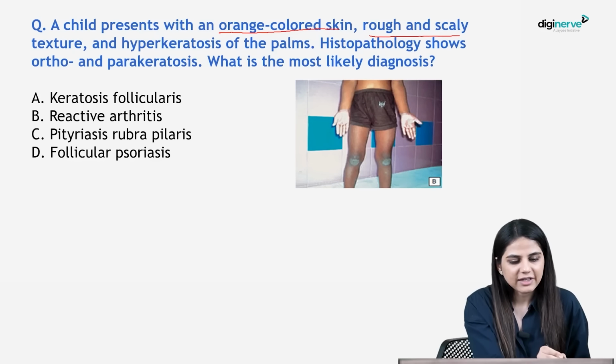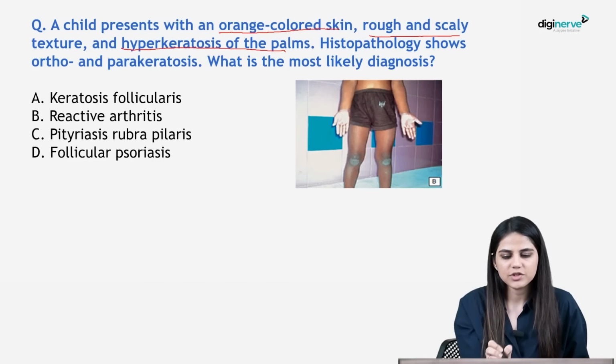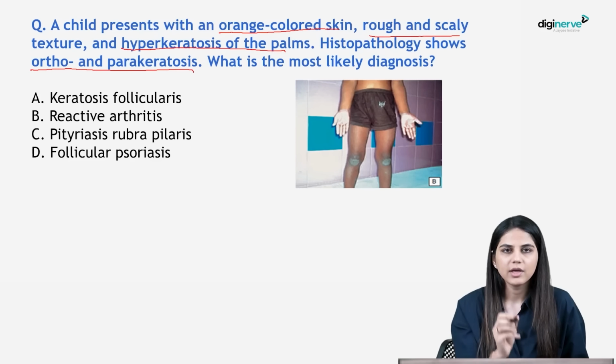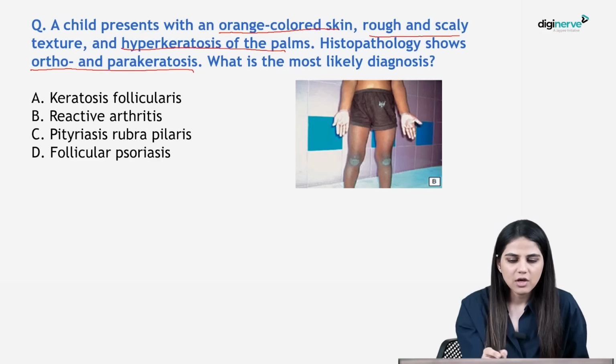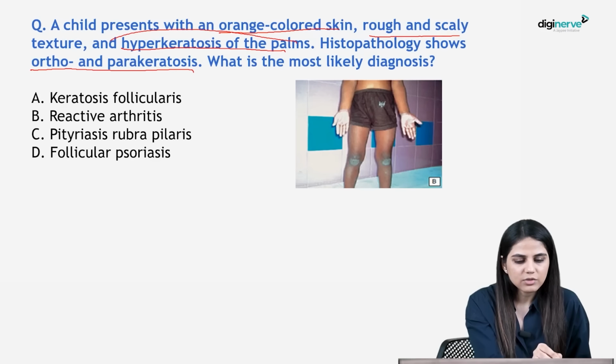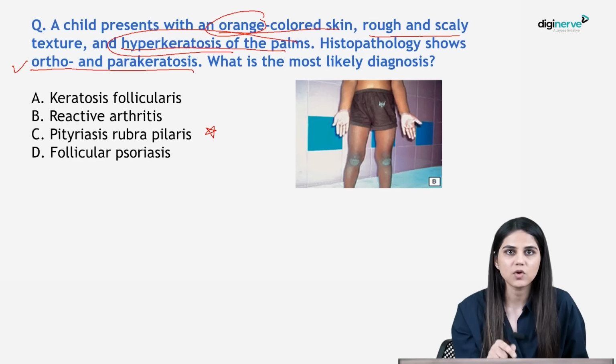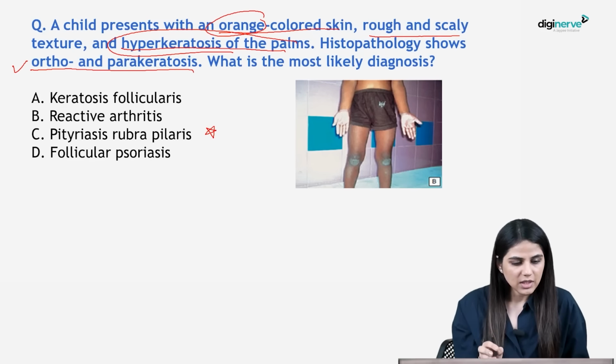Rough, scaly texture, hyperkeratosis of the palm. Histopathology shows ortho and parakeratosis. Very straightforward question. Hyperkeratosis and the classical orange color with this histopathology points us to pityriasis rubra pilaris, which was a papulosquamous disorder. Remember this.